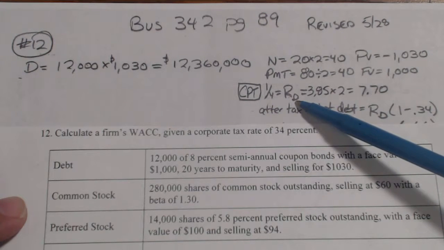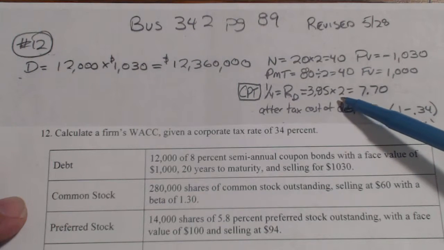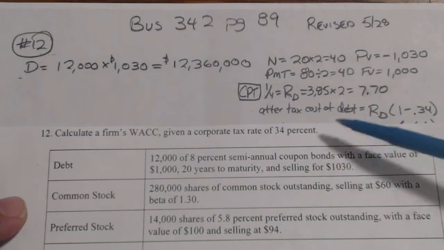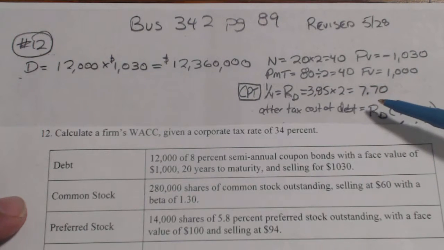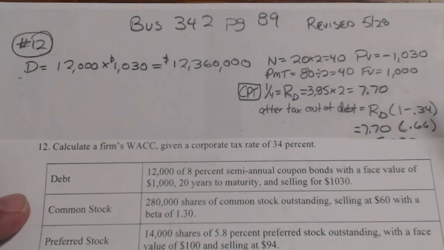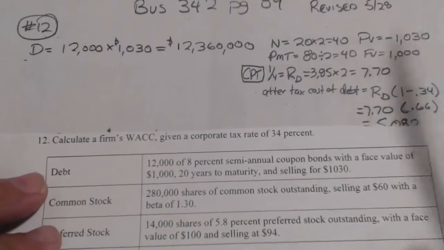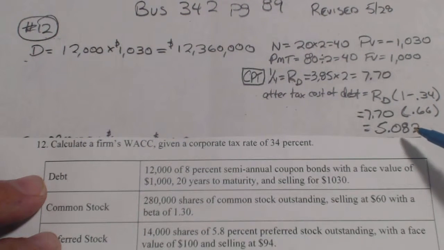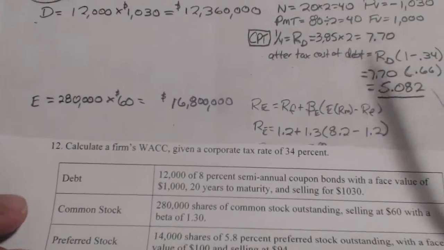Compute IY, which is the same as the RD, which is 3.85, but since this is semi-annual, you have to multiply times 2 to get annual. Because remember, when you're doing this with semi-annual payments, you're getting a semi-annual interest rate. So you multiply times 2 to get the annual. That's the RD, 7.7. That's before tax. You get the after-tax by taking the RD times 1 minus the tax rate, so 7.7 times 0.66, and you get 5.82. That's the after-tax rate, which is what you're going to use when you weight it to get the weighted average cost of capital.